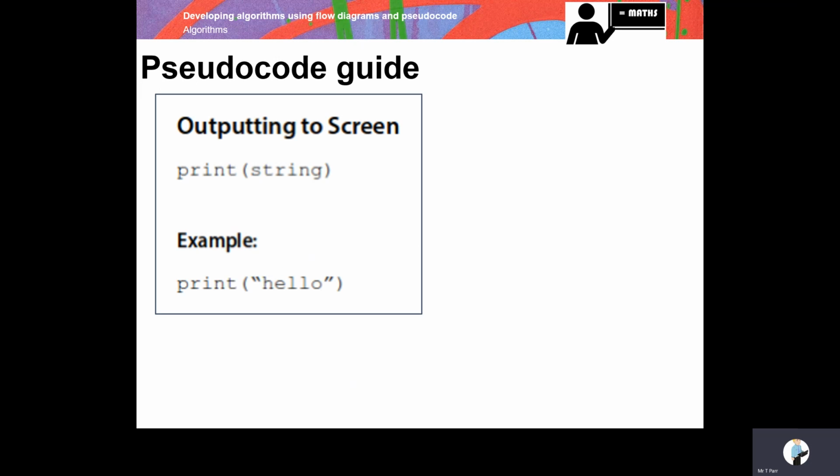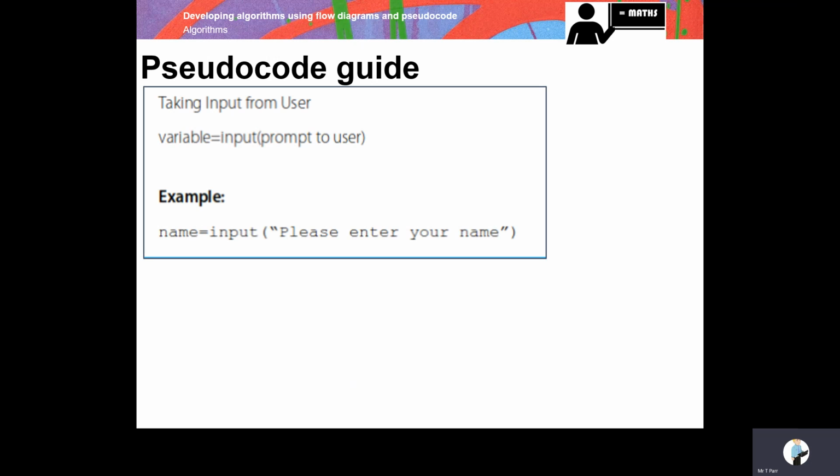Here's a little guide to pseudocode. If you want to output something, if you want to display something on the screen, you do that with a print statement, and then you put stuff in brackets, and then you put the quote marks in if you want to display some text.